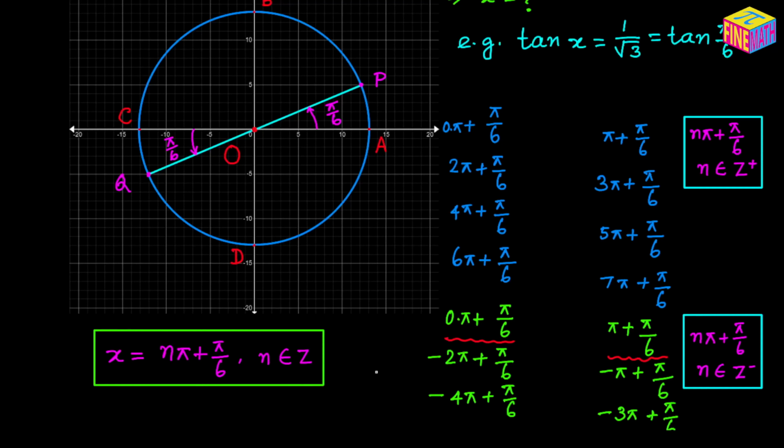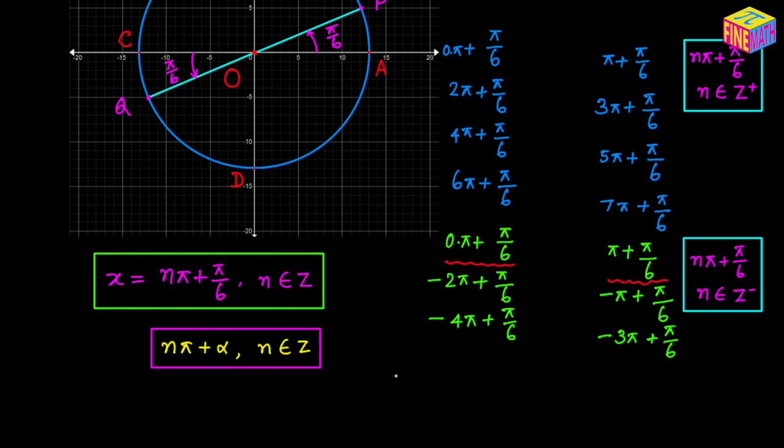Now if we change pi over 6 to alpha, if we just take a generic angle alpha in place of pi over 6, then the general solution would look like this. It will be n pi plus alpha, where alpha is of course a given angle. When it is a given angle, then this will be the general solution for x. So for this type of trigonometric equations, we can say that the value of x is equal to n pi plus alpha, where of course alpha is a given angle and n is any integer. It can be negative integer, positive integer, or even 0.